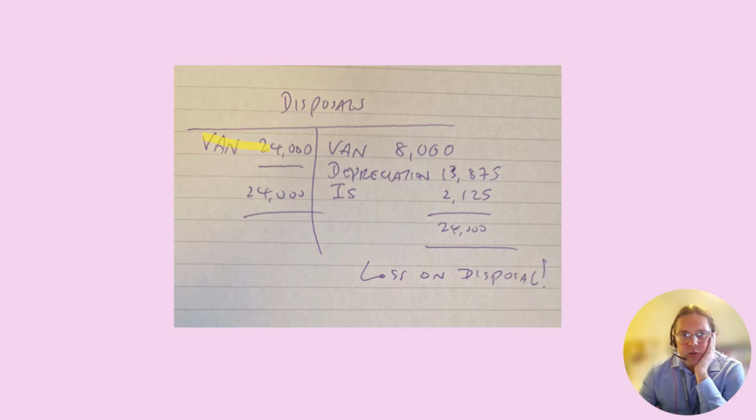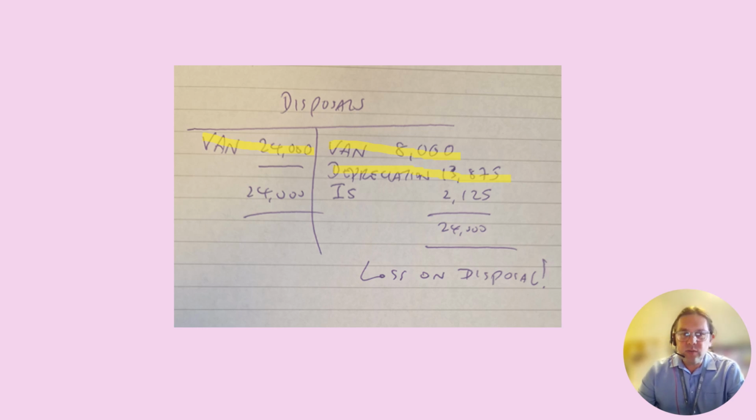So we can see we cleared the van, 24,000. So that credited the van account, it will debit disposals. We received 8,000 for that van. So instead of having bank as a label, we're going to have van because that's how we paid for that new van. We cleared 13,875 worth of depreciation, as we had said previously, so debit depreciation will credit the disposals.